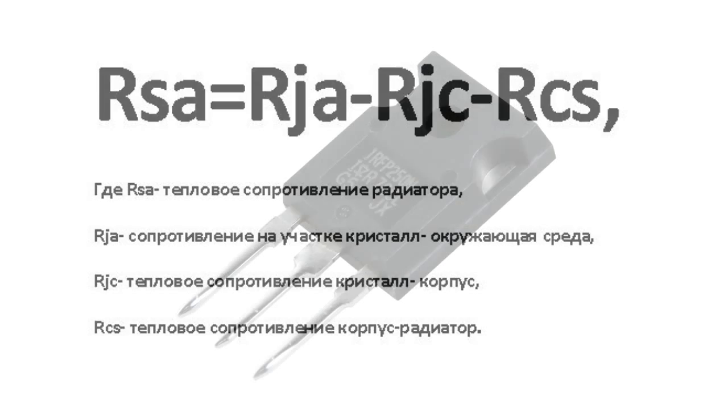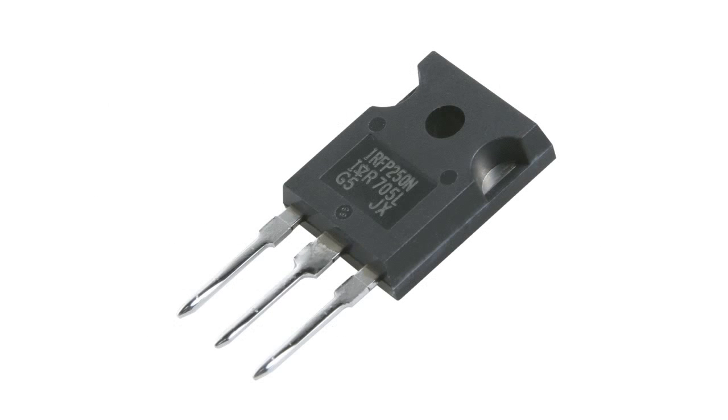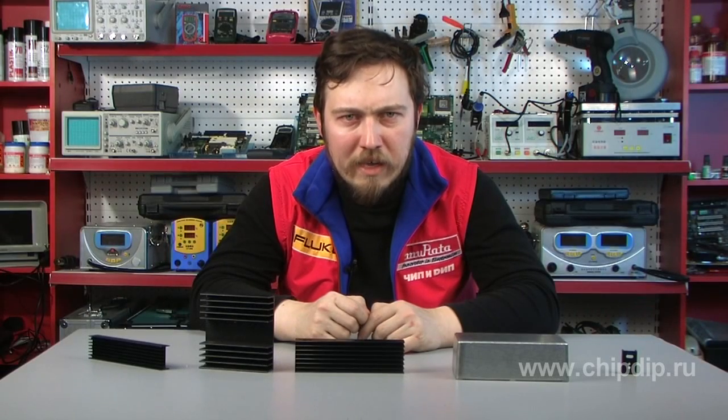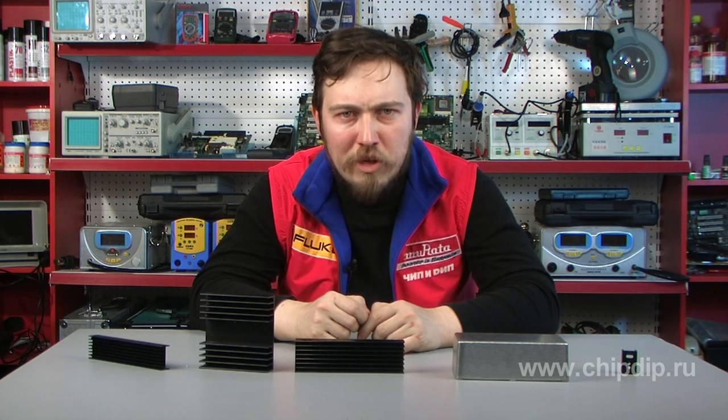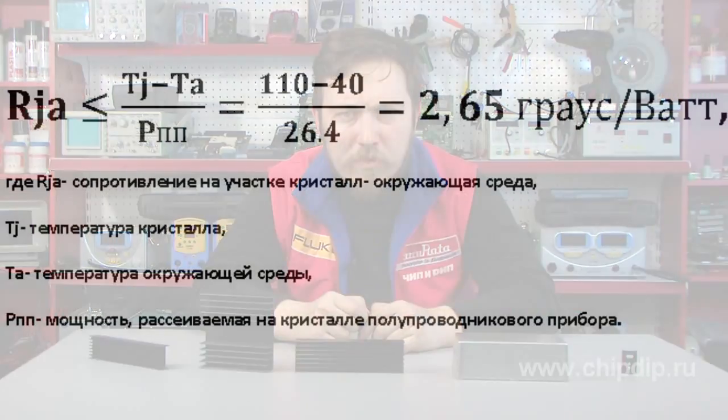Just as an example, let us design a cooler for a transistor. Let us assume that the dissipated power of the transistor is 26.4 watts. The cooler should help us achieve the maximum crystal temperature on the transistor of no more than plus 110 degrees Celsius, while the maximum temperature of the environment is plus 40 degrees Celsius.